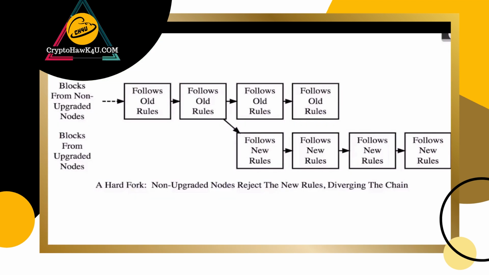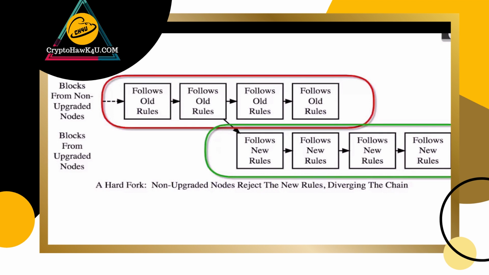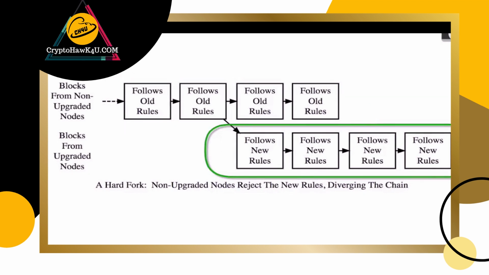The graphic pictured shows this process in its simplest form. The blocks on top are the original blockchain. The blocks on the bottom are the day of the fork. A new upgraded blockchain is formed starting from a new block 1. The old blockchain also continues.